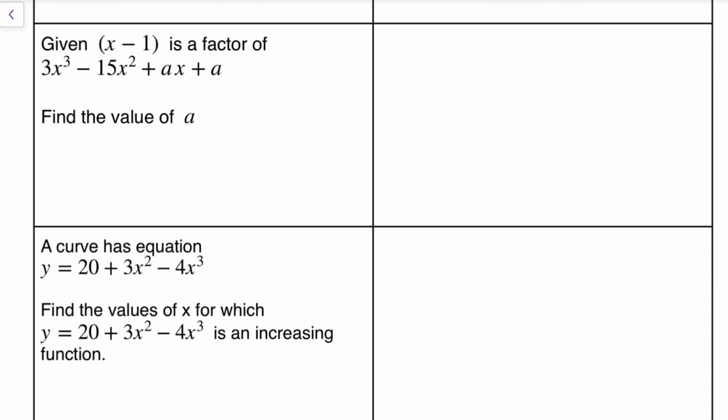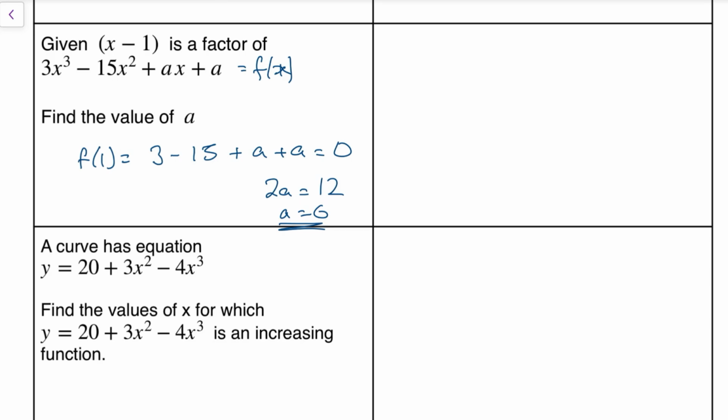Next one, given this is a factor of, find the value of A. Right, so if it's a factor, that means f of 1 is equal to 0. It doesn't say explain why, so I can just do it. So 3 times 1 cubed is 3, minus 15 times 1 squared is 15, plus 1 times A is A, plus A is equal to 0, which means that 2A is equal to, well, 3 minus 15 is minus 12. Add 12 to both sides and therefore A is equal to 6. Not too bad a question.